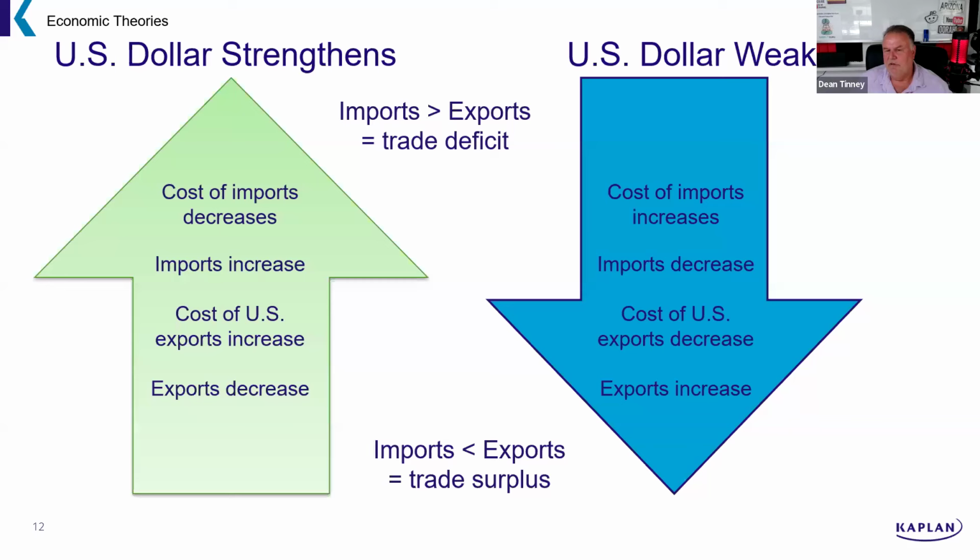So here the imports decrease, cost of U.S. exports decrease. So this would be good, right? The peso goes back to 10. The guy at Caterpillar has now a D8 that costs half as much.